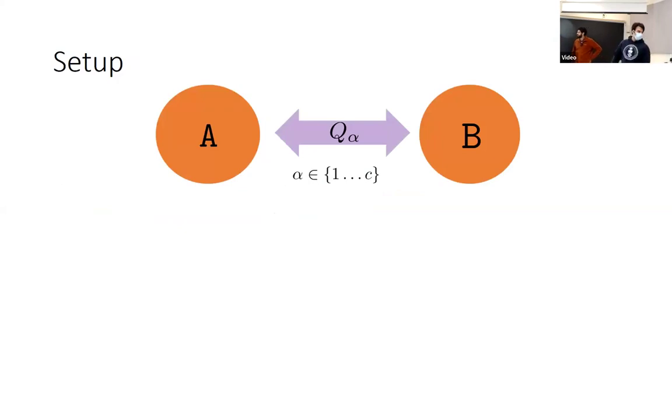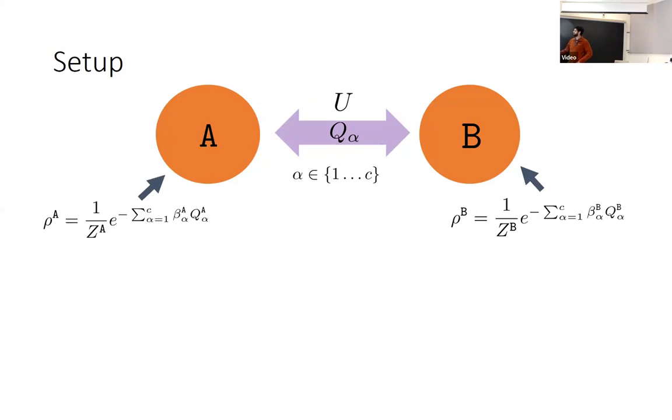Okay, so back to our setup. We have our two systems A and B, and the charges they're exchanging are denoted by Q alpha, and there are C such charges. For example, if it was just energy being shuttled back and forth, C would just be 1, and our Q alpha would just be the Hamiltonian. The interaction that's going to mediate this transport is just some unitary U acting jointly on both systems.